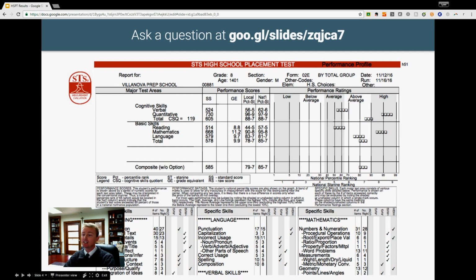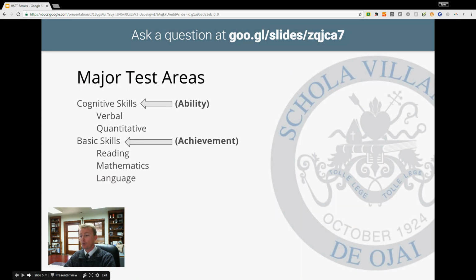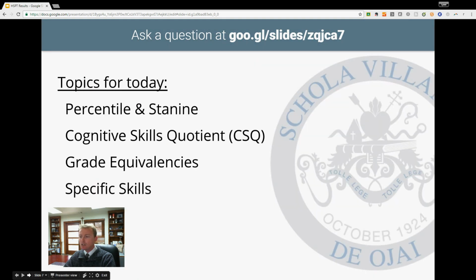At first glance, it's overwhelming. It truly is. But today, we're going to focus on four areas. And here they are: percentile and stanine, cognitive skills quotient, the CSQ, grade equivalencies, and specific skills.